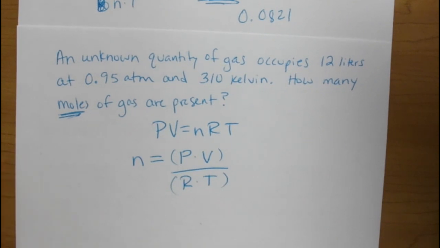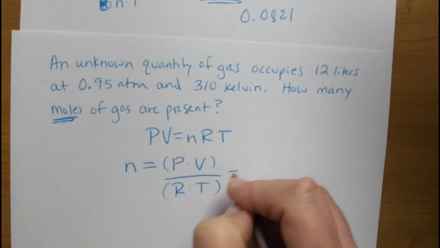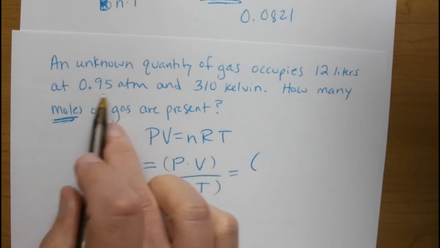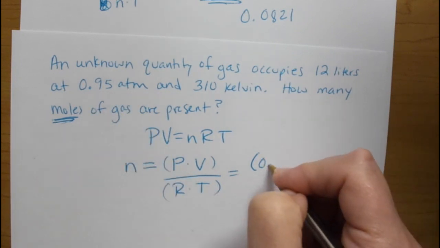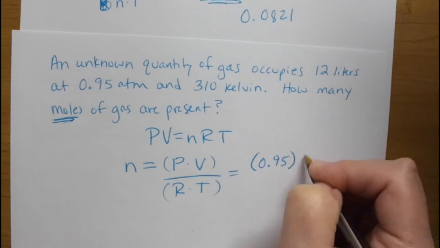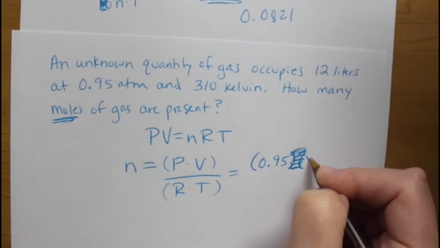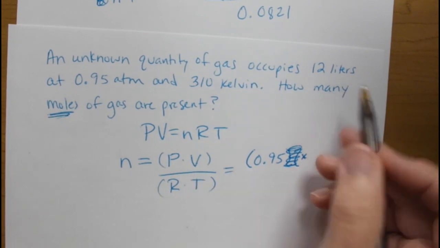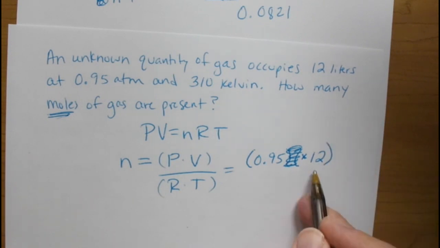So for an example, right here with these numbers, we're going to put these numbers in. The pressure is going to be this. It doesn't say pressure, but atmospheres is a unit for pressure. That's how we know it's pressure. So we'll put 0.95, times, and then volume. Well, liters is volume. So 0.95 times 12. That's going to go on the top.